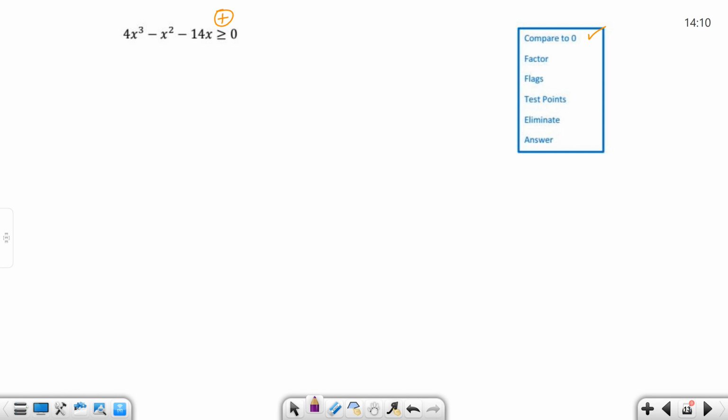Here, guess what? Every term has what? An x, which means x to the lowest power, which happens to be x here. The lowest one is this one, 1. I circled it there, the blank space, because it's understood to be a 1. There's an x, so take an x out, and I'm left with 4x squared minus x minus 14, and that's still greater than or equal to 0.